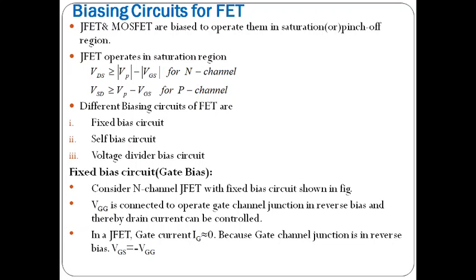Yes, we know the condition for saturation of JFET. It is VDS is greater than or equal to |Vp| minus |VGS| for N channel, and VSD is greater than or equal to Vp minus VGS for P channel. So the different types of biasing circuits of FET are fixed bias circuit, self bias circuit, and voltage divider bias circuit.